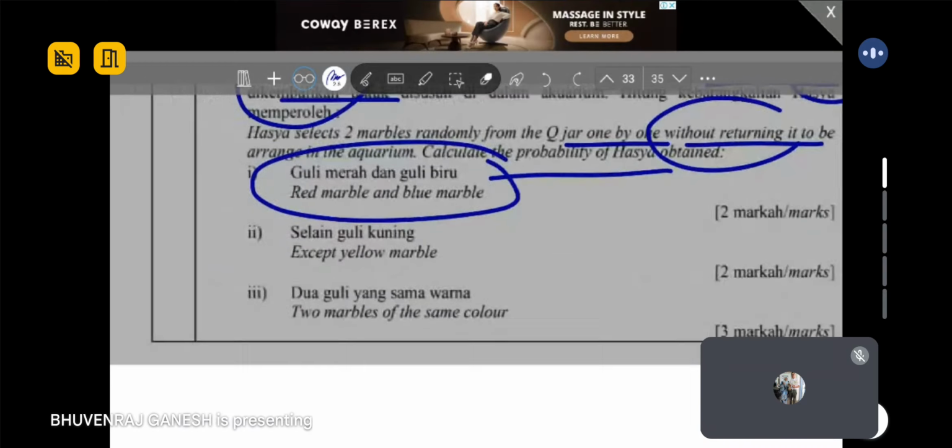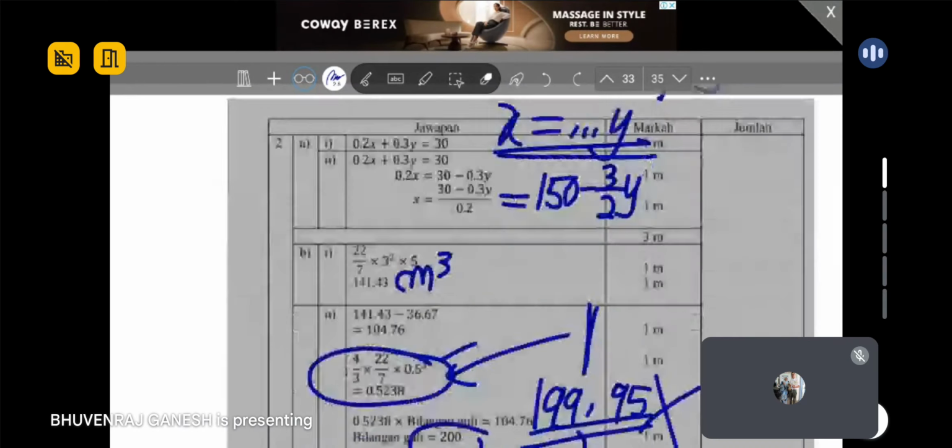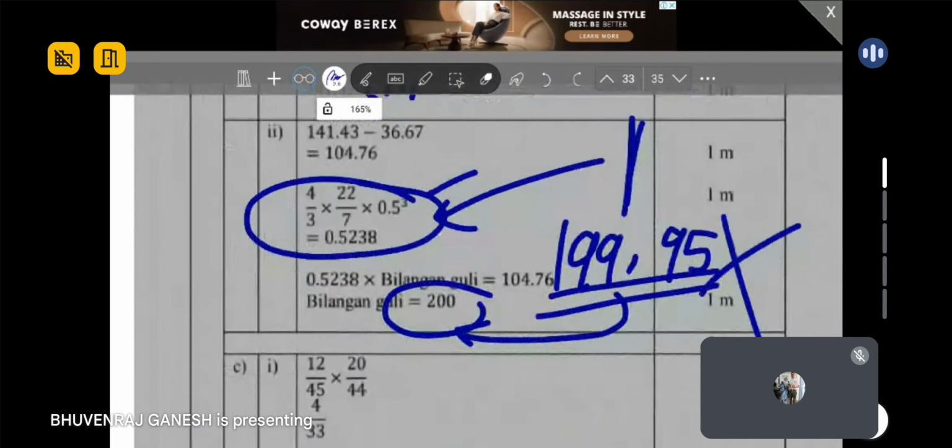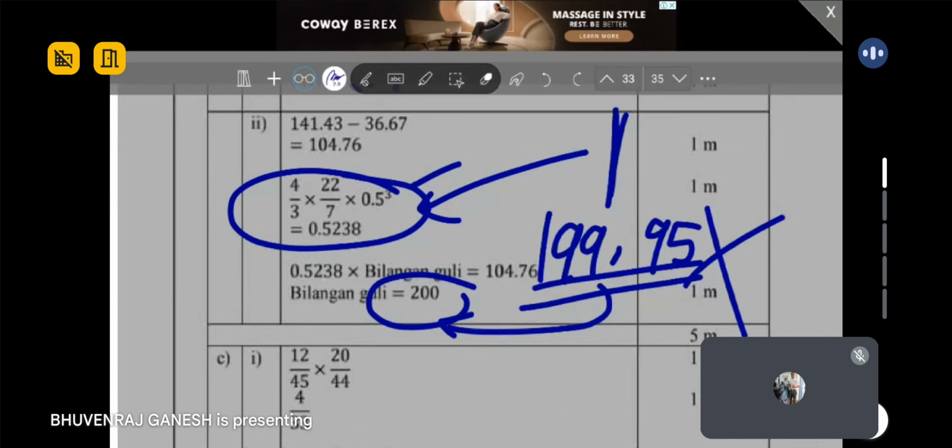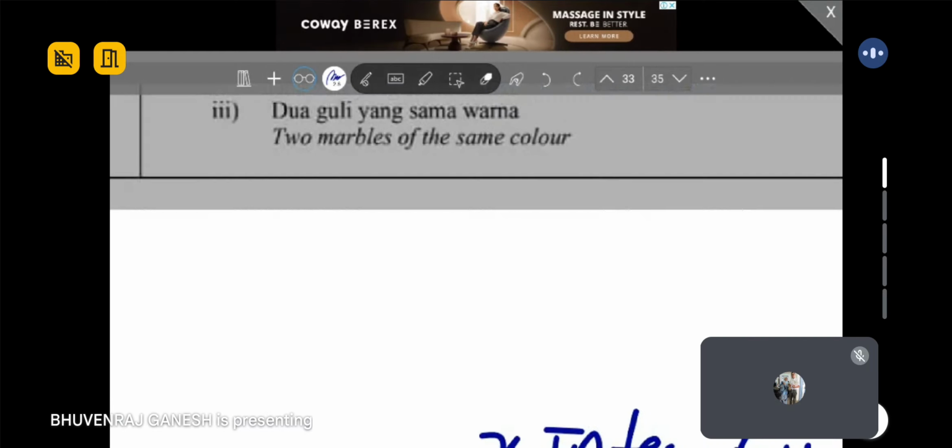So then just press calculator. So your answer will get this one. Okay, this is your final answer. 4/33. Okay, boleh? Can, right? Simple, right? Okay, see question number 2.